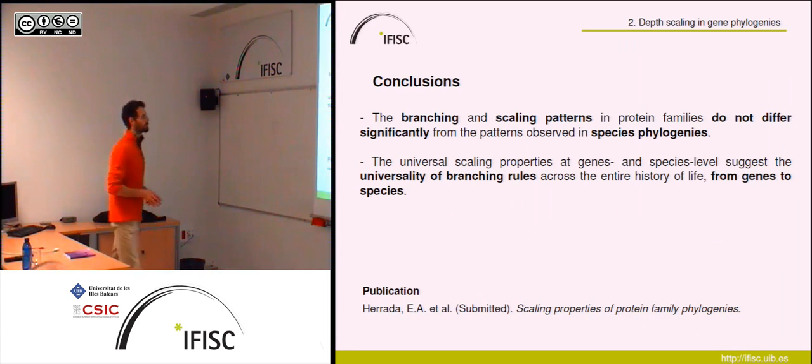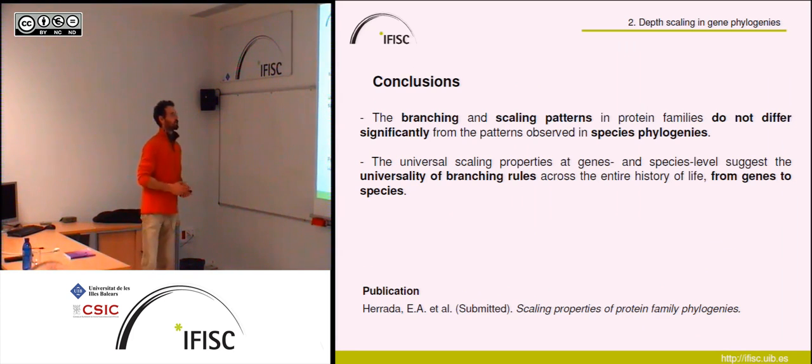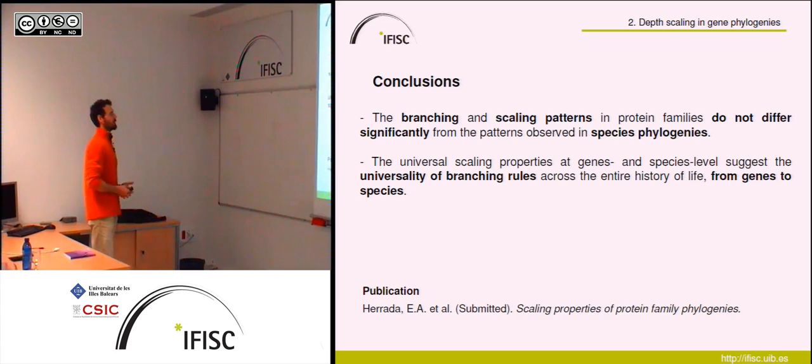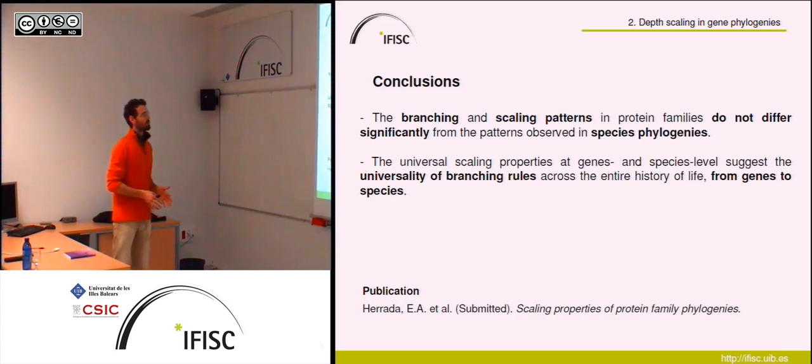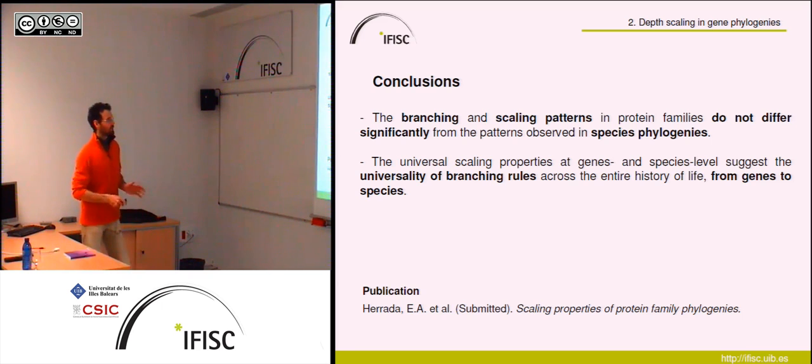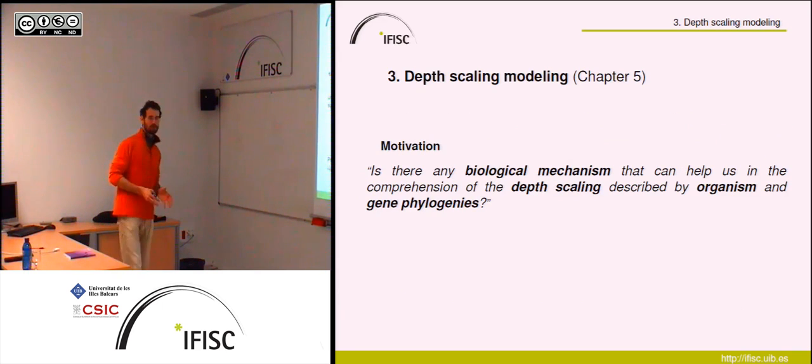From this result, the two main conclusions that we obtained were that the branching and scaling patterns in protein families do not differ significantly from the patterns observed in species phylogenies, and that the universal scaling properties at gene and species level suggest the universality of branching rules across the entire history of life, from genes to species.